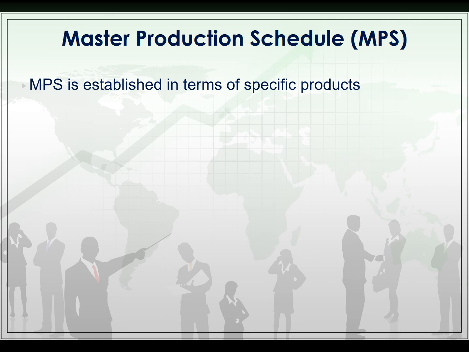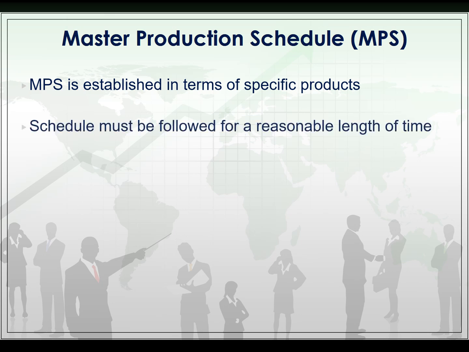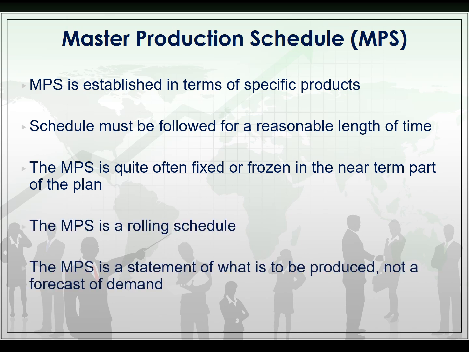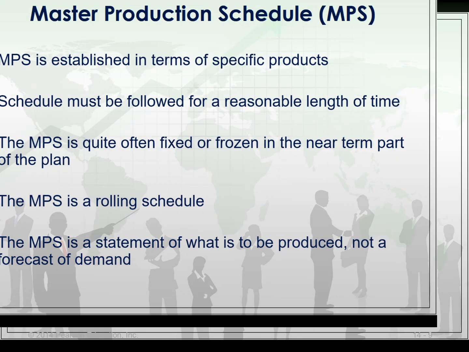MPS is established in terms of specific products. Scheduled time must be followed for a reasonable length of time, and the MPS is quite often fixed or frozen in the near-term part of the plan. It's a rolling schedule, and it's a statement of what is to be produced, not a forecast of demand.